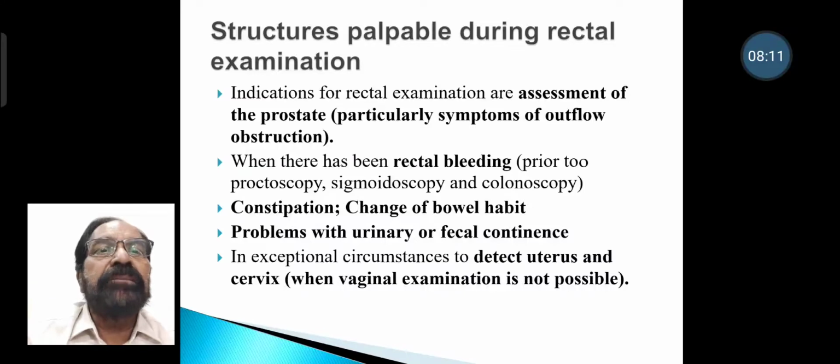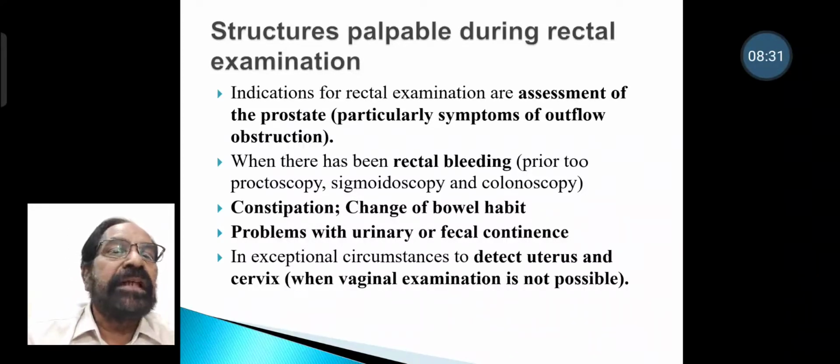Indications for rectal examination are assessment of the prostate, particularly symptoms of outflow obstruction; when there has been rectal bleeding; prior to proctoscopy, sigmoidoscopy and colonoscopy; constipation, change of bowel habit, problems with urinary and fecal continence; and in exceptional circumstances to detect uterus and cervix when vaginal examination is not possible.